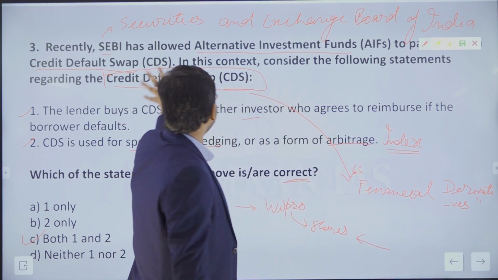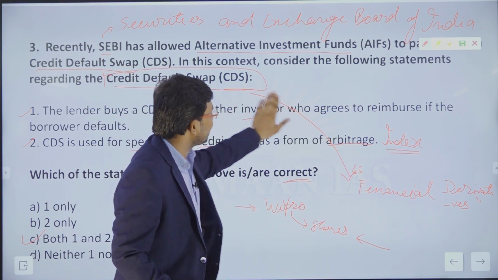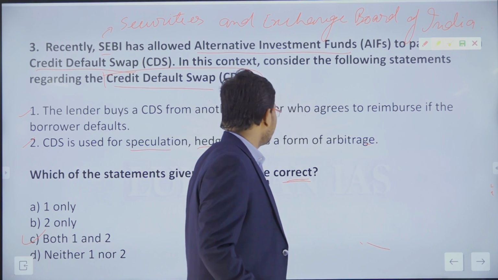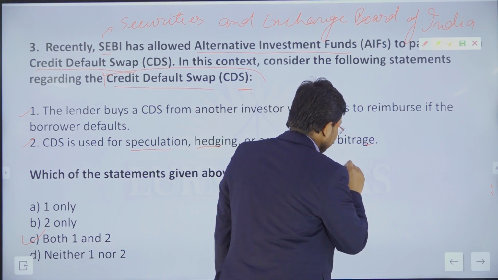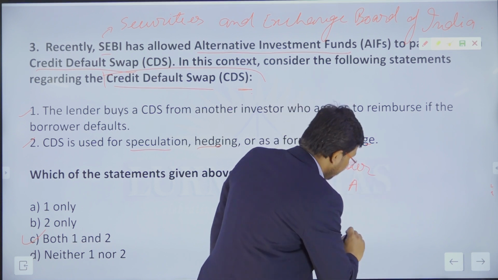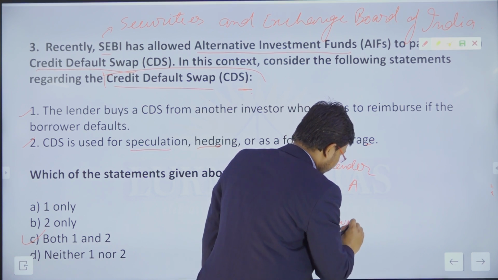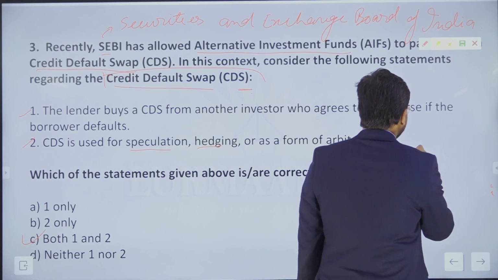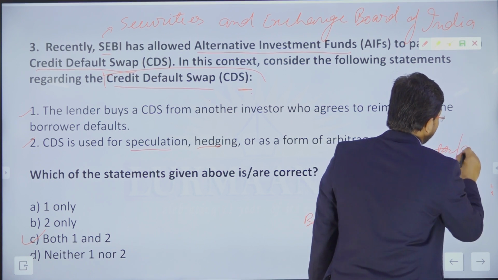Similarly, a credit default swap, CDS, is also a kind of derivative. You need to understand that CDS derives its value from the underlying assets that it represents. So in this question, we have three parties. Party A is a lender. Party B is a borrower. Party C is an investor, or we can say a guarantor.